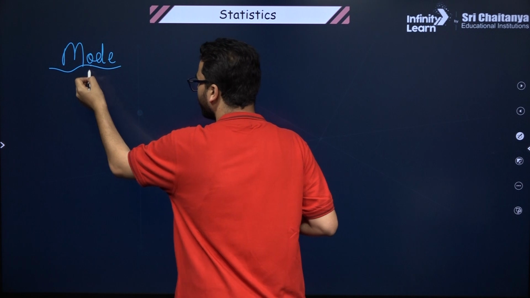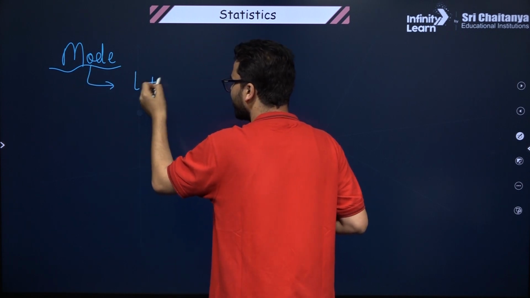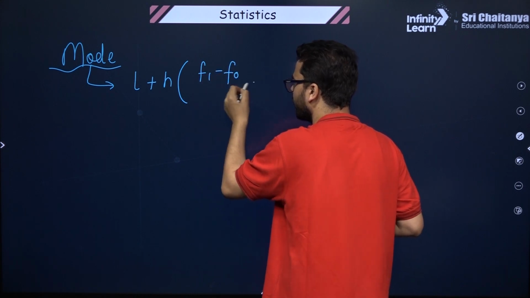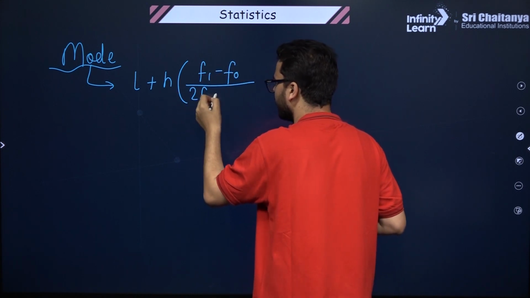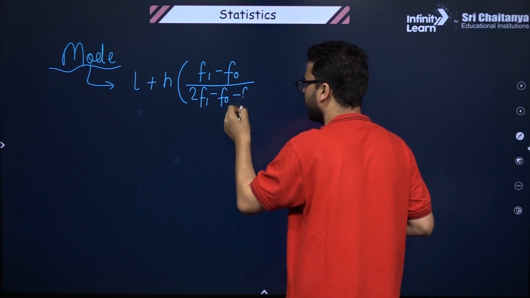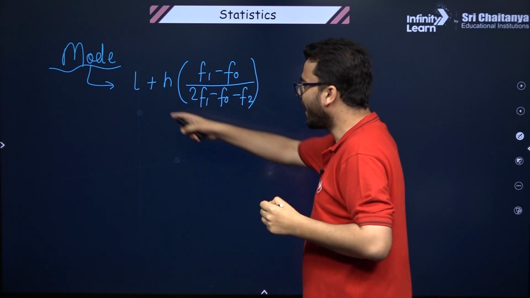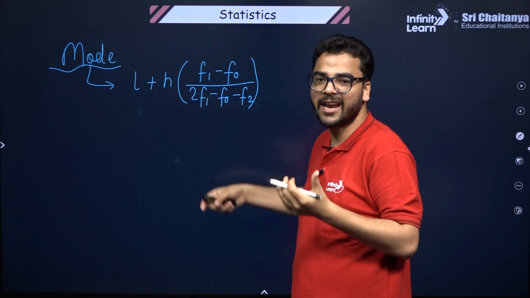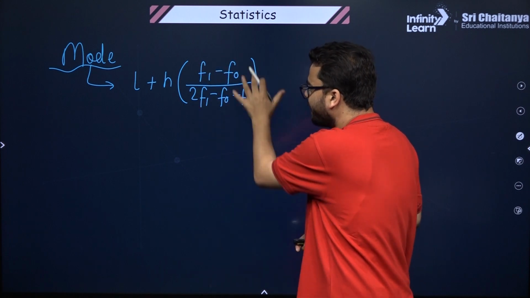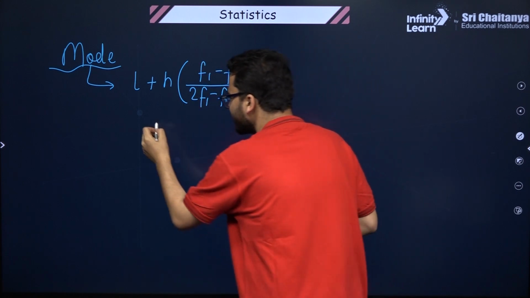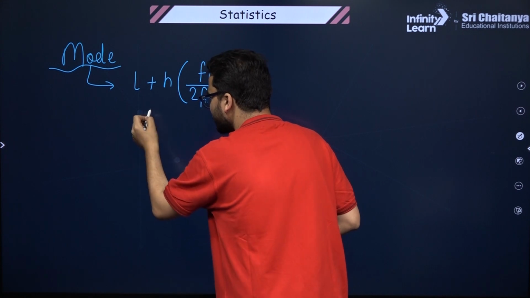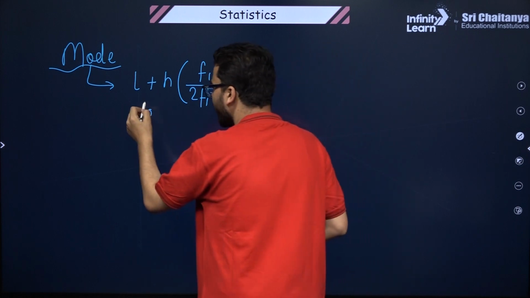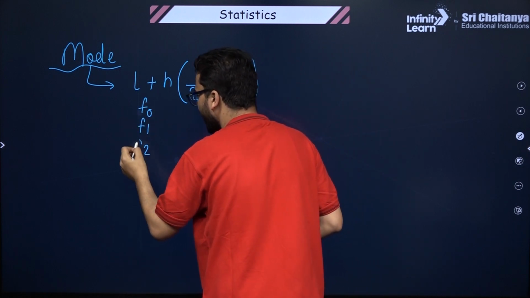So mode is equal to what, guys? L plus H into, so L over here is the lower limit of the modal class, H is the class size. Now this F1, F0, F2 you can understand like this. Just write the numbers in that sequence, right? Sequence is this, guys, 0, 1, 2 obviously. So you can take F0, F1, F2.